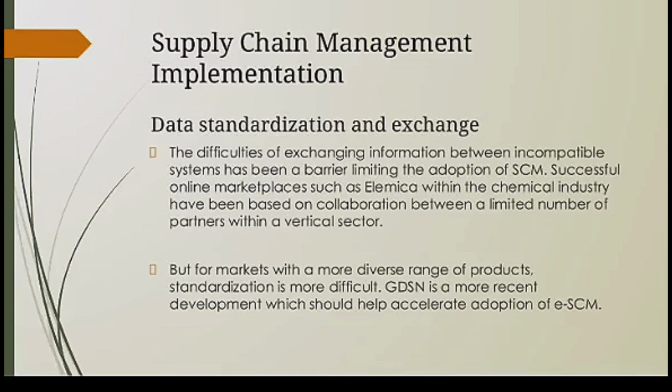So we are now in supply chain management's implementation. Since supply chain is a complex system to manage, we expect difficulties in implementing this. For example, data standardization and exchange. In data exchange, there could be difficulties in exchanging information because, for example, if the systems are incompatible, they cannot exchange information, and it could affect the supply chain of the company and could cause loss to the company also. And in data standardization, for example, if the system is designed to track multiple products, its standardization is affected because it is hard to track when there are too many.